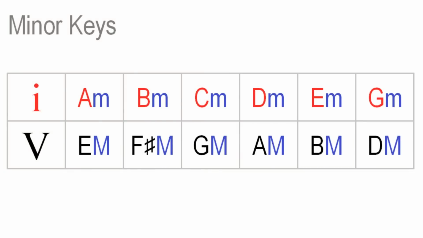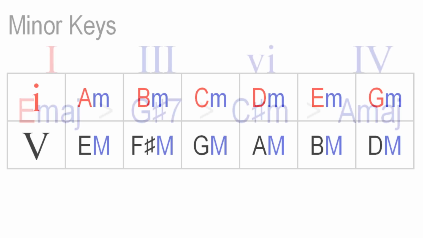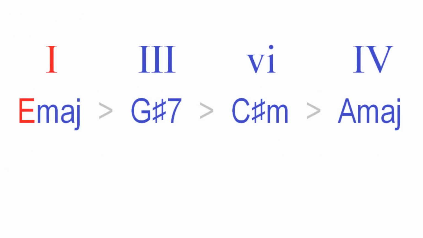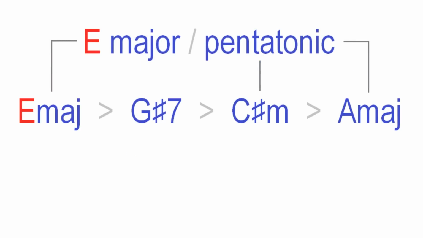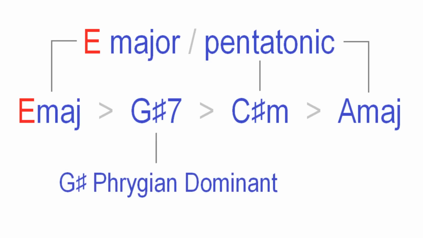Naturally, the 5 chord carries the most tension in major and minor keys, but there are a few other instances in which this major or dominant tension arises. For example, take this E major key progression that uses a G sharp 7 chord. Tension is created in that G sharp chord, so while E major or E major pentatonic would naturally work over the other chords, let's try changing to Phrygian Dominant over that G sharp chord.